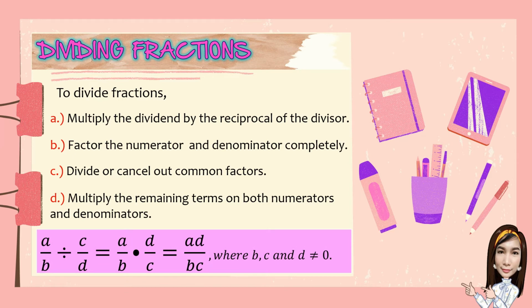Now, given a over b divided by c over d, first we're going to copy a over b, then change the operation from division to multiplication, then get the reciprocal of c over d, and that is d over c. Then perform multiplication, numerator times numerator, denominator times denominator. So a times d is equal to ad over b times c is equal to bc. So the result is ad over bc, where b, c, and d are not equal to 0.